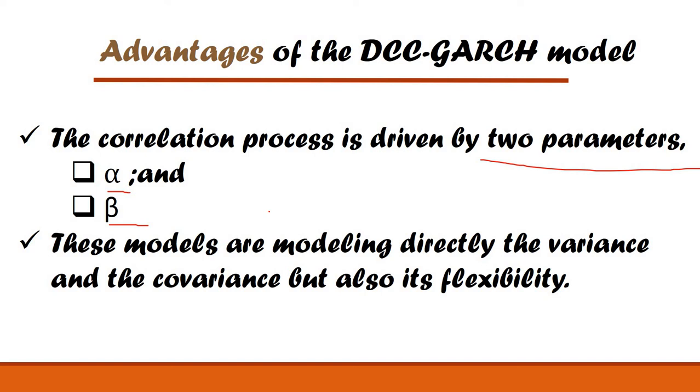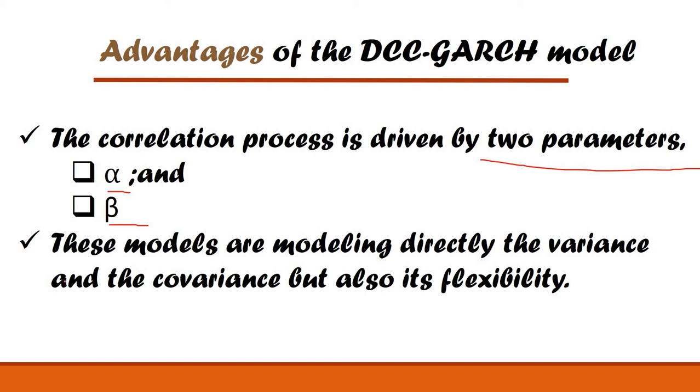That means if there are 10 variables or 3 variables, the correlation process will be driven by only two parameters, alpha and beta. So with this property, one can alleviate the computational burden and yet obtain large dimensional correlation.